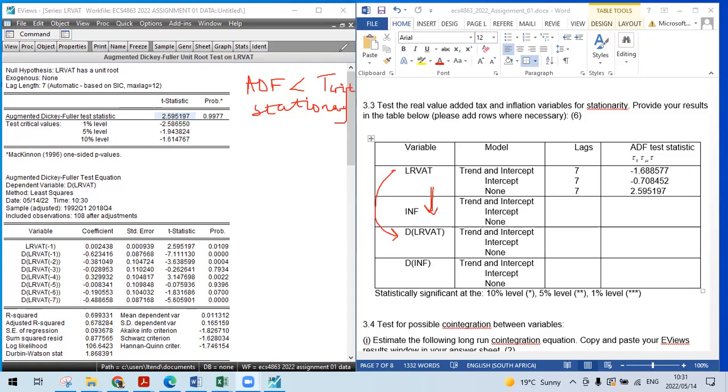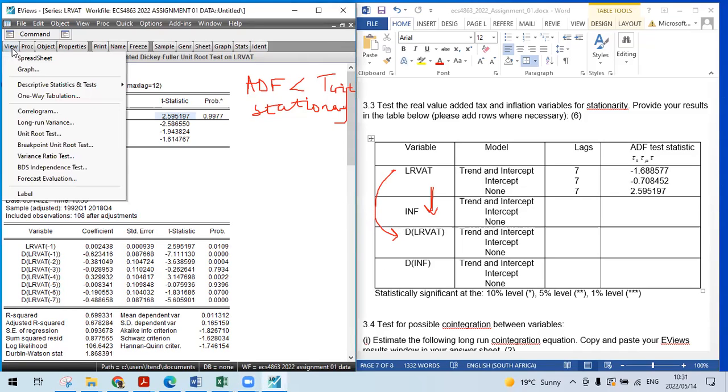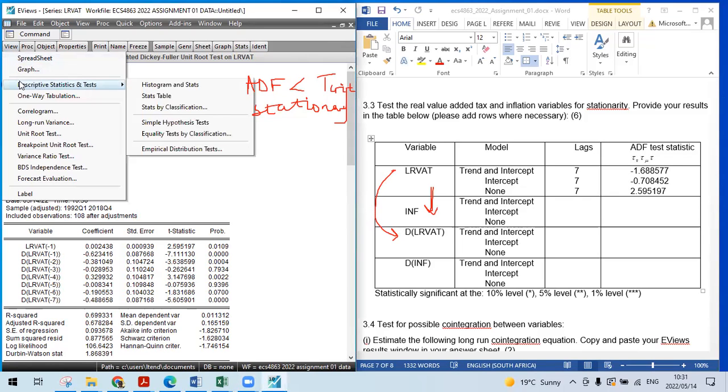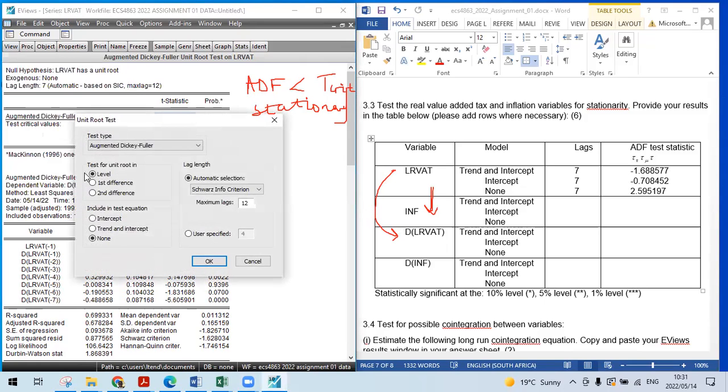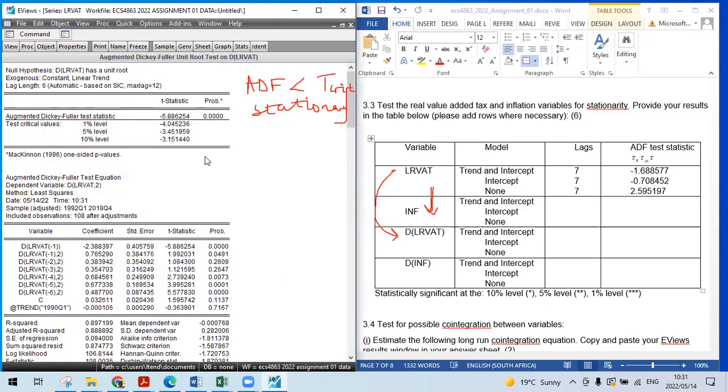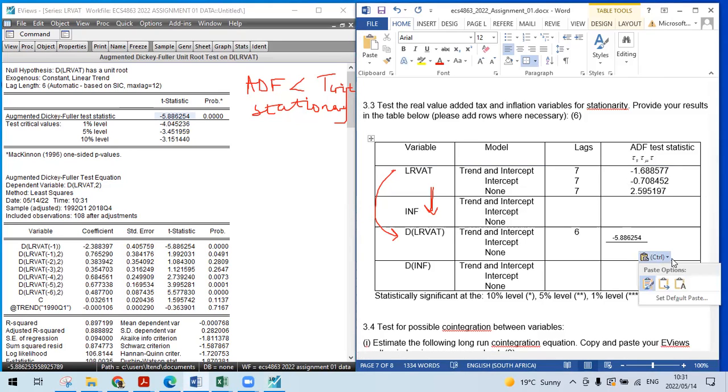Yes. Right. So now I'm still on logged RVAT, unit root test. Now is the first difference, starting with trend and intercept. I click OK. What is the lag length? I can see that the lag length is 6, right? What about the ADF? It's this one. I'm copying it, 3 stars, and I'm pasting there.